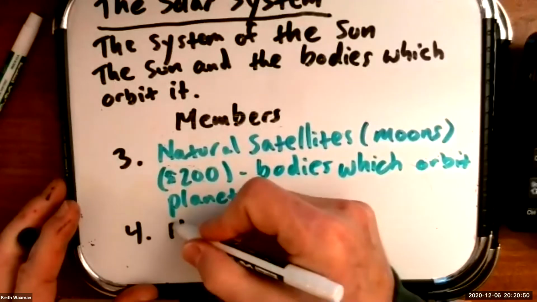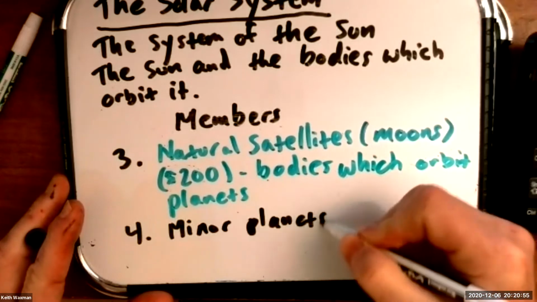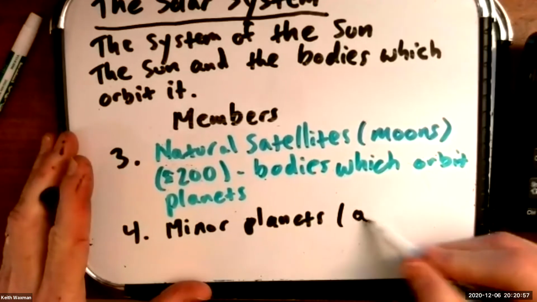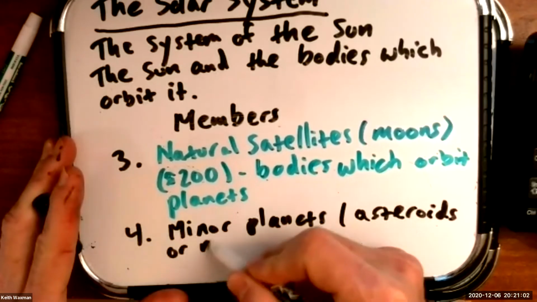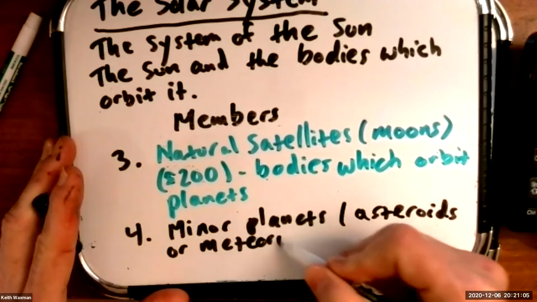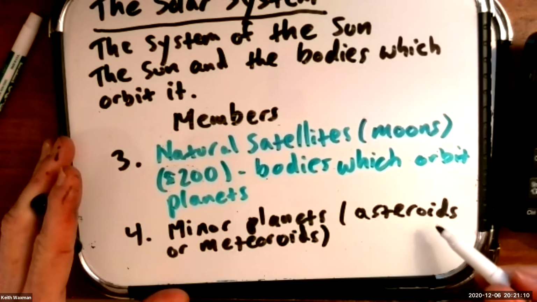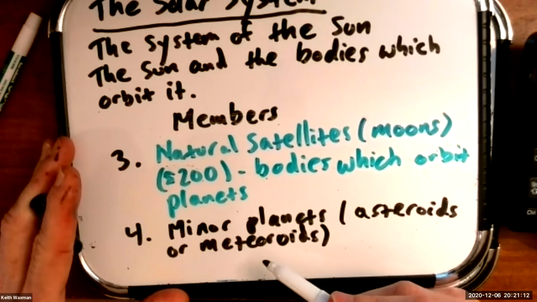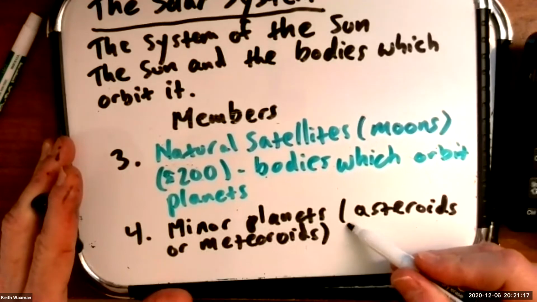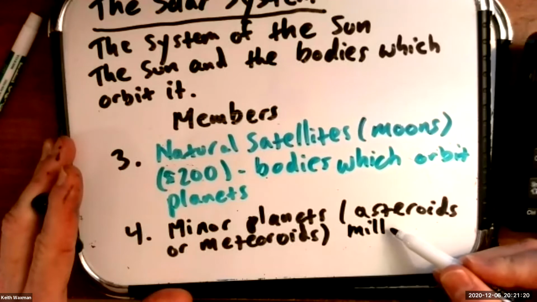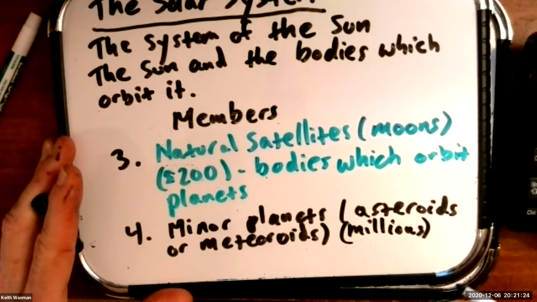So we have the minor planets, also called asteroids or meteoroids. All right, same thing. An asteroid is a minor planet. A meteoroid is just a smaller asteroid. So minor planets, and I've got to tell you right now, there are probably millions of these things. They get down to the size of a grain of sand. Millions of these minor planets, millions.